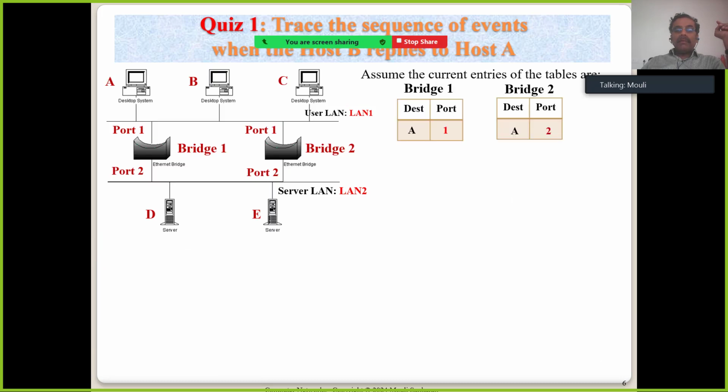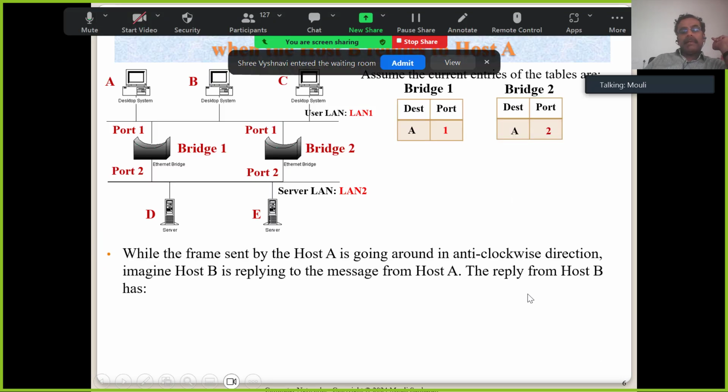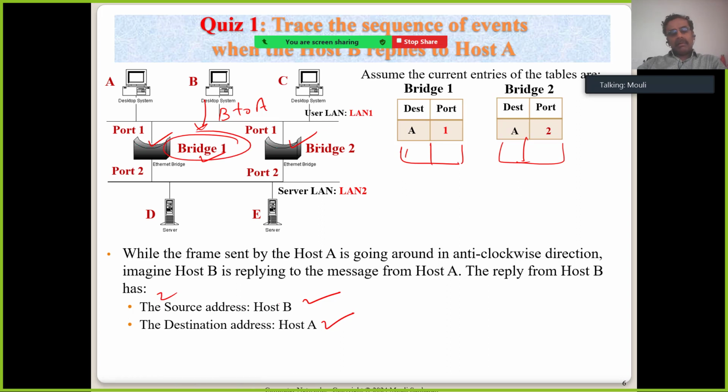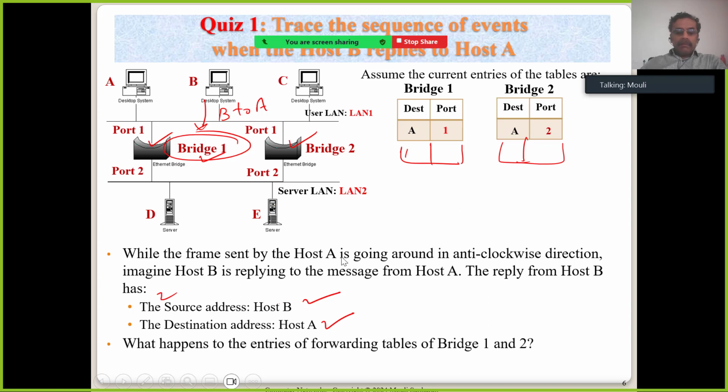Now what happens when B replies? When B replies, let me explain that also gets into trouble. It is going to say that my source address is host B and my destination is host A, and it is going to come here, B to A. Now there is no entry for B here. Remember, first this fellow is responding, right? Then both of them will see B on this side. Now imagine bridge 1 is a little ahead of bridge 2, or the other way around. What happens to the entries of the forwarding table?